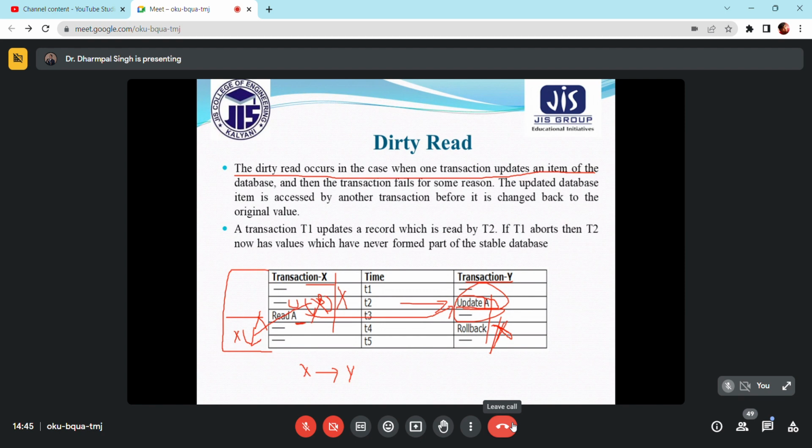This type of read is called a dirty read, meaning that suppose here it reads the value and unfortunately that transaction fails. So according to the database property, we have to roll back all the transactions that depend on it. This concept is known as a dirty read. So is it clear to everyone? Yes, sir.